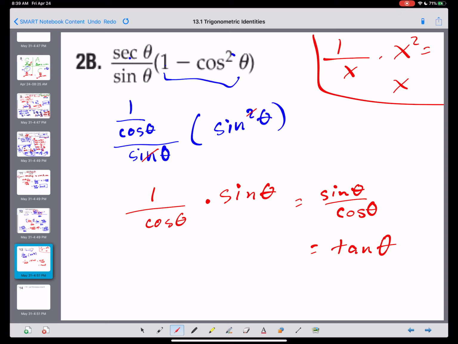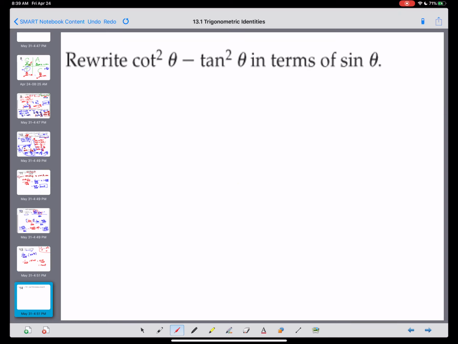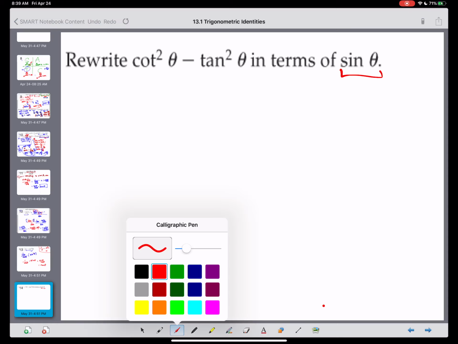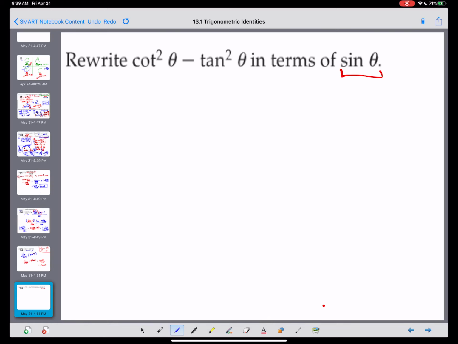All right, last one. I want to rewrite everything in terms of sine. Okay, so this is a little bit trickier. So kind of my go-to move again. Okay, kind of my go-to move is convert everything to sine and cosine, right? So let's do that. So cotangent squared is cosine squared over sine squared, minus tangent squared is sine squared over cosine squared.